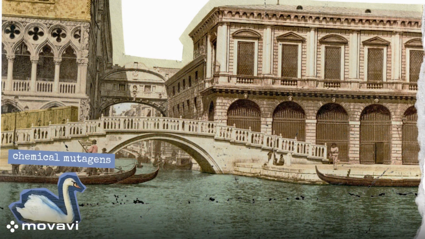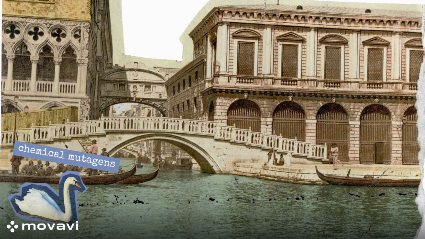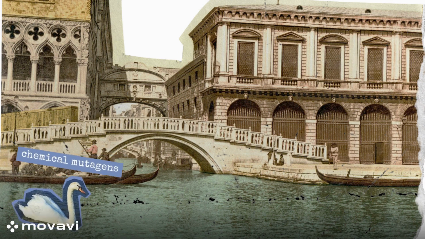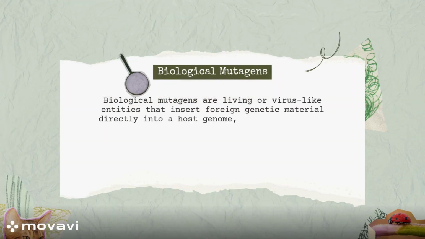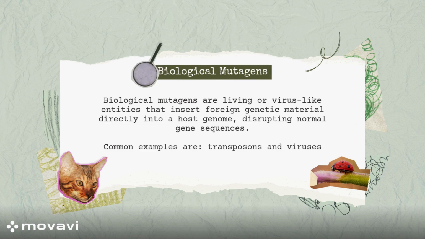Now we're done with chemical mutagens, let's go ahead and look at biological mutagens. So biological mutagens are living or virus-like entities that insert genetic material directly into a host genome, disrupting normal gene sequences. Common examples of these are transposons and viruses. Transposons are what people refer to as jumping genes.